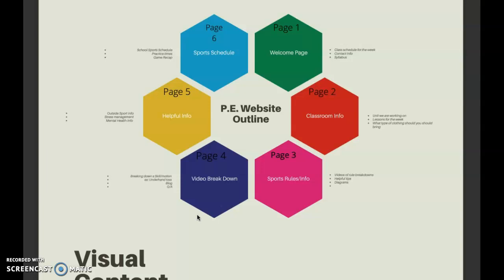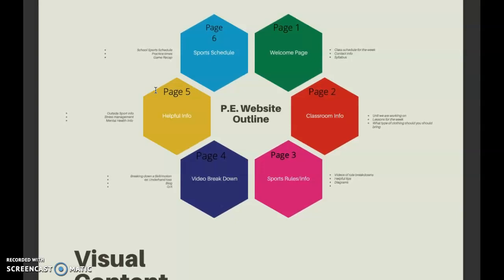And then we have up here in the yellow, page five, helpful info. So this will just be some outside sport info. Maybe you're looking to play an extracurricular sport outside, like maybe a travel baseball or AAU basketball team, soccer, all sorts of that. I can help you out by trying to find some info on that. Maybe some stress management info. You're a little stressed with some school. You'd like some breathing techniques, some tips of what you can do to help manage your stress.